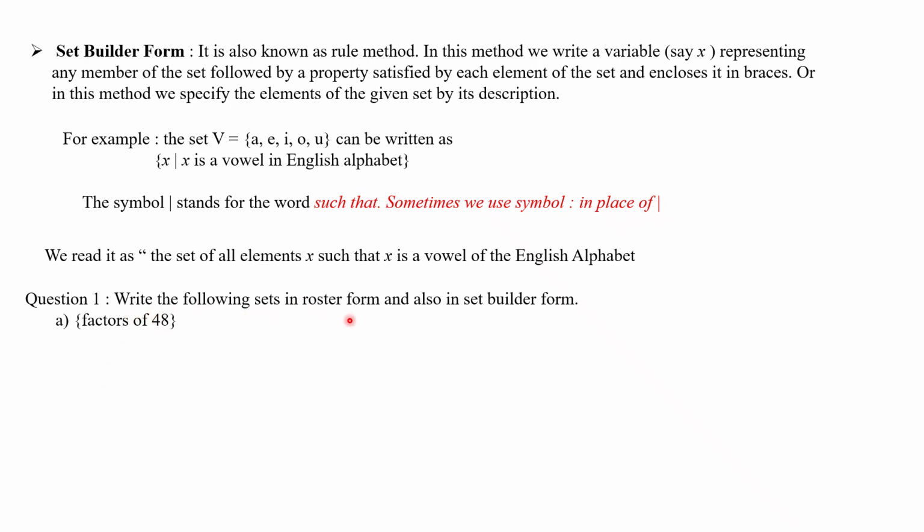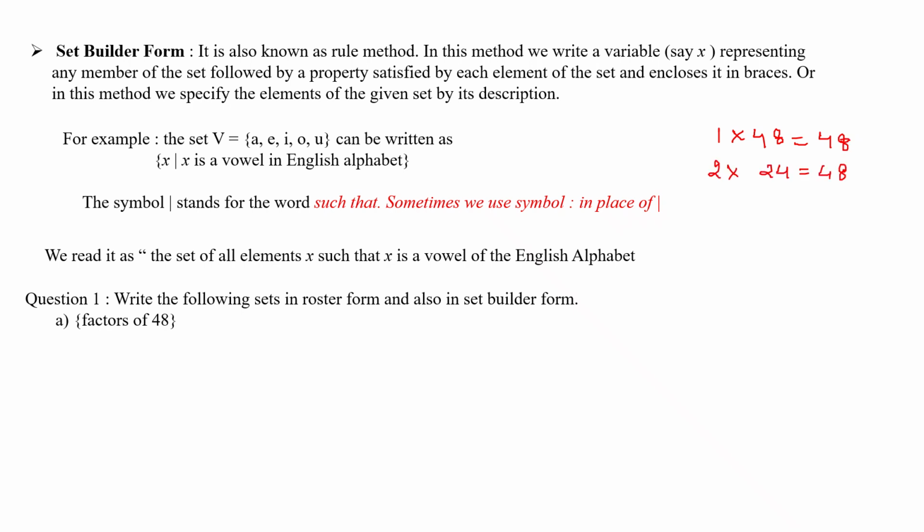Write the following sets in roster form and also in set builder form. Factors of 48. Find out in which table this 48 will come. Those will all be the factors of 48. It will come in one table: 1 into 48 is 48, so 1 and 48 both are factors. Then in the 2 table, 2 into 24, isn't it?